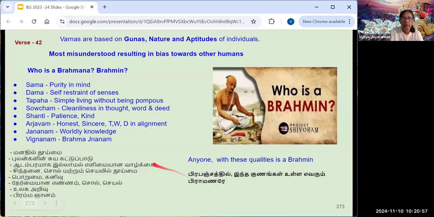Who is a Brahmana? Purity in mind, self-restraint of senses, simple living without being pompous, cleanliness in thought, word, and deed, patient, kind, honest, sincere, thought, word, and deed should be in alignment, worldly knowledge, and Brahmajnana. Anyone with these qualities anywhere in the universe is a Brahmin.